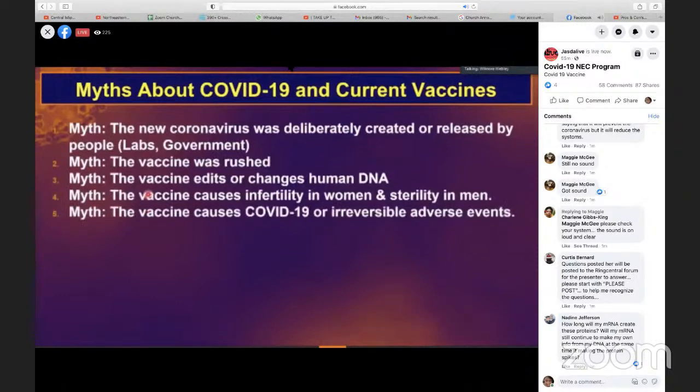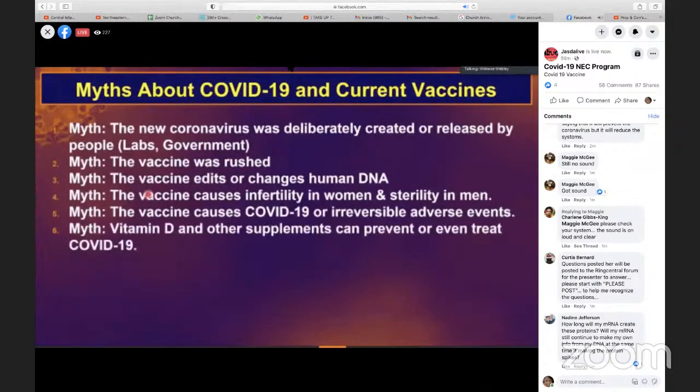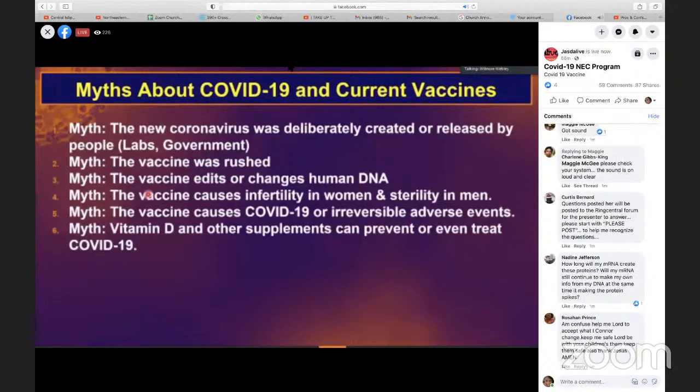That the vaccine caused irreversible adverse events. This is a vaccine, it's a medication. It will cause adverse events, everything from headaches to fever to pain at the injection site, but these are all reversible. Even for those people who have anaphylaxis or this whole body allergic response, these are reversible events. That vitamin D and other supplements and plant-based supplements can prevent or even treat COVID-19. There's absolutely no data that suggests that. And when you get it, you can show it to me.